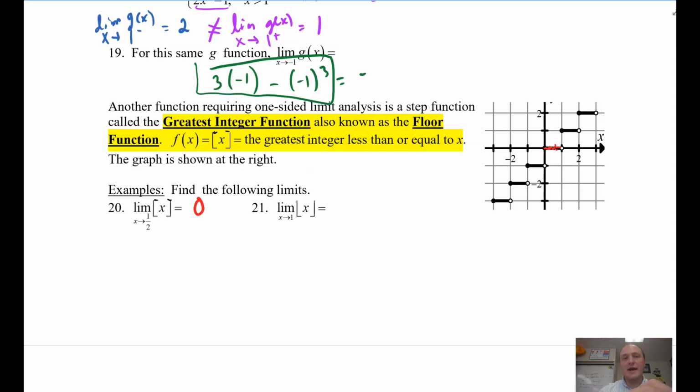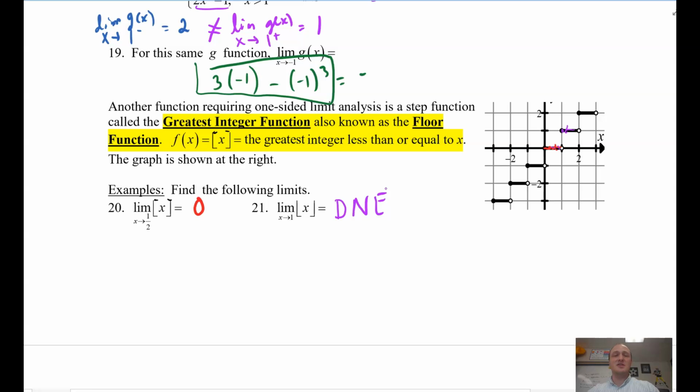So if we look at 1, which is here, as I approach from the left, my limit is 0. As I approach from the right, my limit is 1. Notice how those do not equal the same value. The limits are not the same value, so this does not exist.